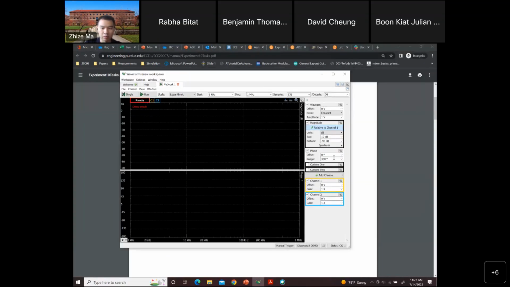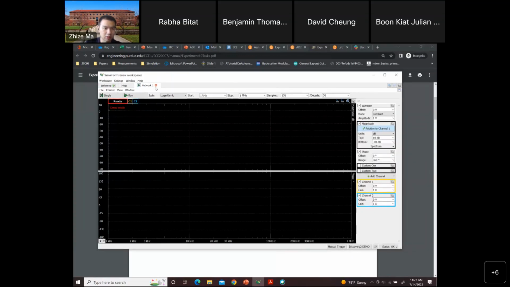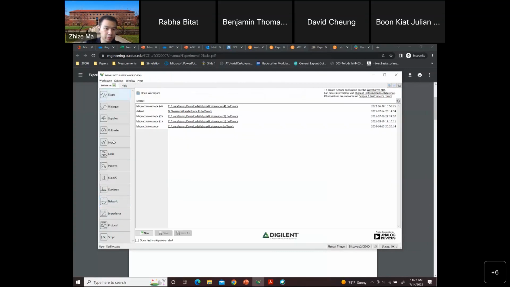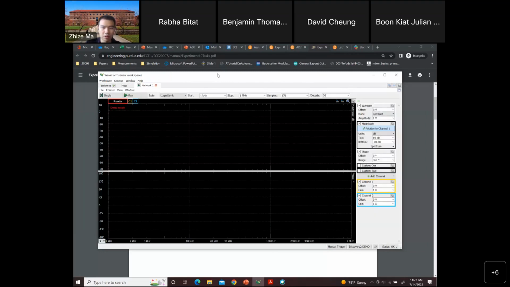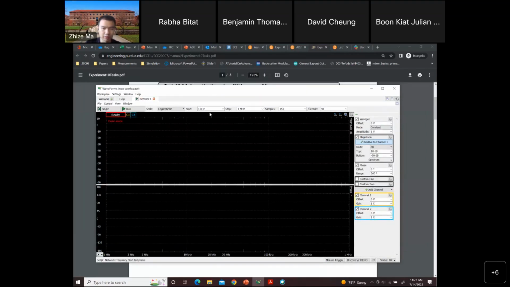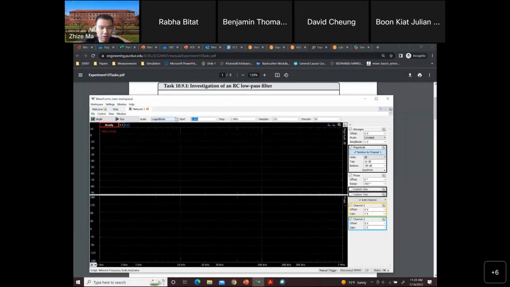The easier way to do this in the AD2 is to use a function called Network. If you open your WaveForms, there is a Network function. It automatically sweeps the frequency. For example, right here, according to the requirement, you want to sweep from 10 Hertz to 100 kHz. You can change whatever frequency range you want.